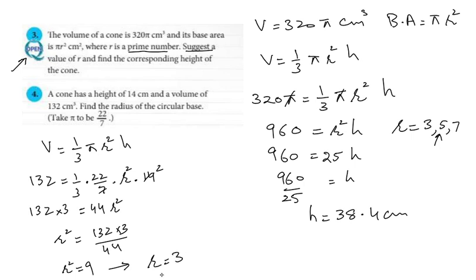Keep in mind that when we take the square root, we get two values, positive and negative 3, but negative 3 will be omitted because r is a length, and lengths can never be negative.